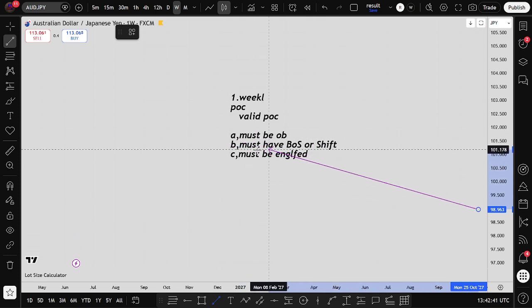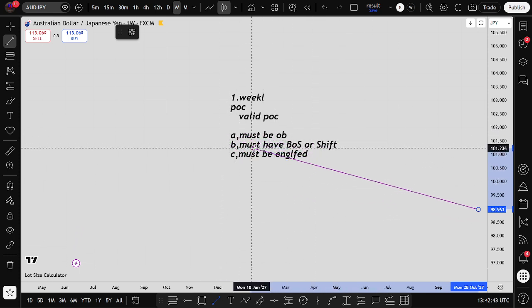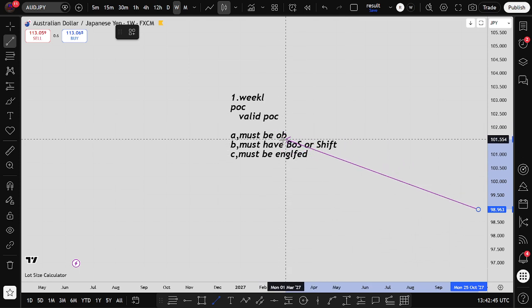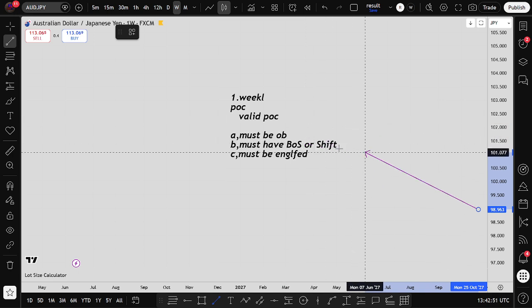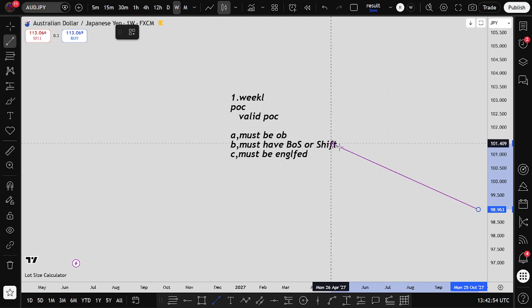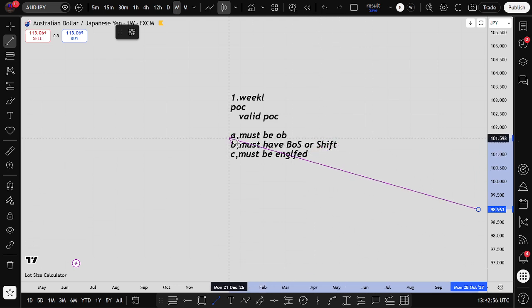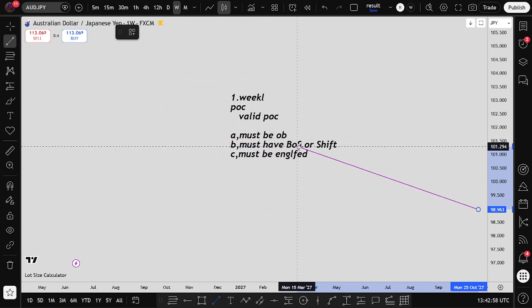Now the second: it must have either a BOS. BOS is break of market structure, which is just continuation of a structure, or a shift. A shift is changing direction, a change of market structure, right? So it must have either a BOS or a shift.